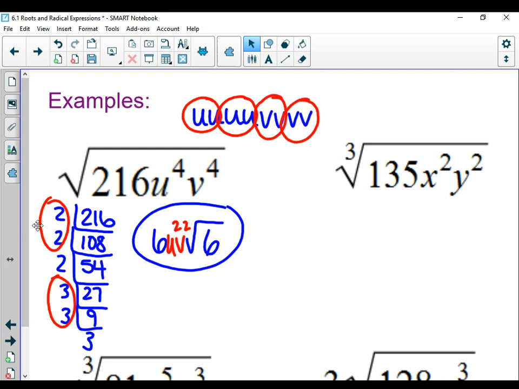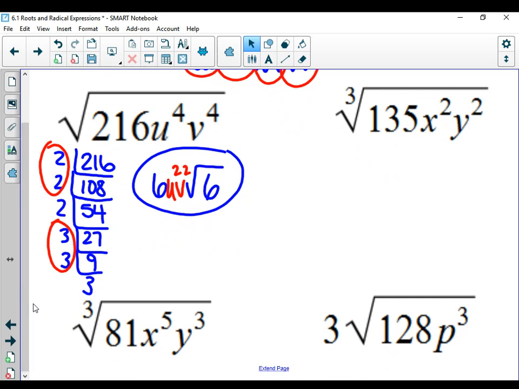Let's do this third one down here. The cubed root of 81 x to the 5th y cubed.